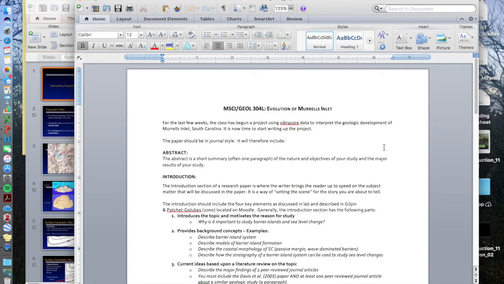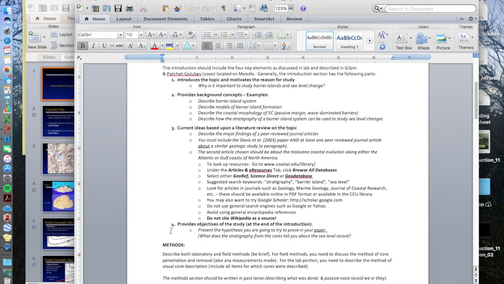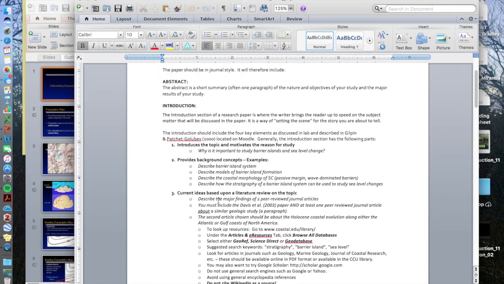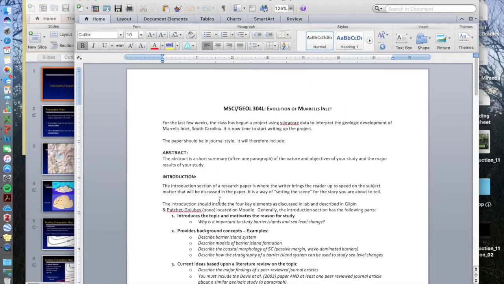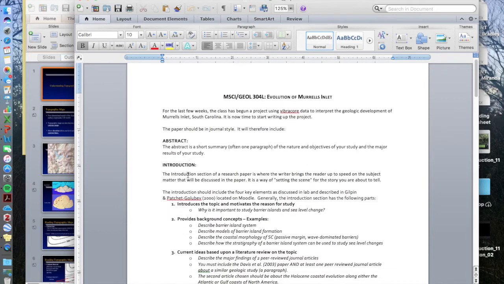For our Merle's Inlet paper, not this Friday, but the next, we're going to have a due date for a rough draft of our introduction and our methods. You'll find the cue sheet, or the paper that tells you what the actual paper is, on Moodle.